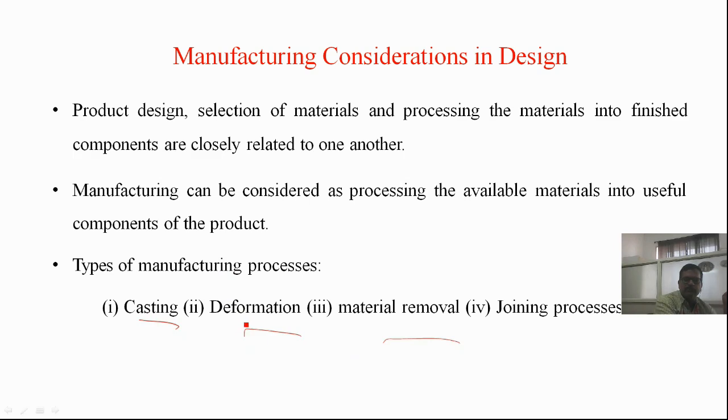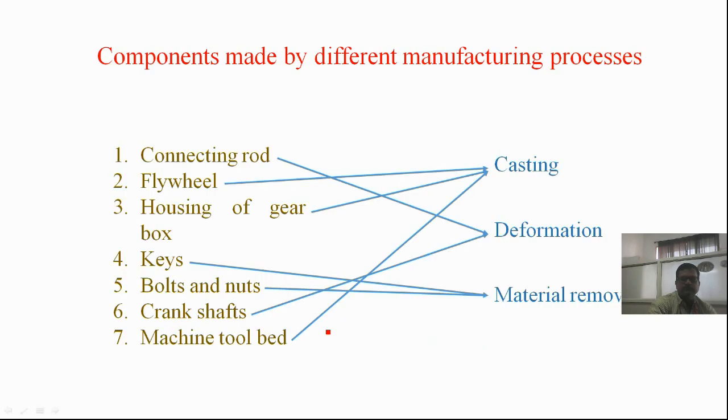Deformation is forging or related. Material removal is machining operations: turning, milling, broaching, grinding, drilling, etc. Joining can also be considered as a manufacturing process, like riveting, welding, etc. First we will focus on the three: casting, deformation, and material removal.